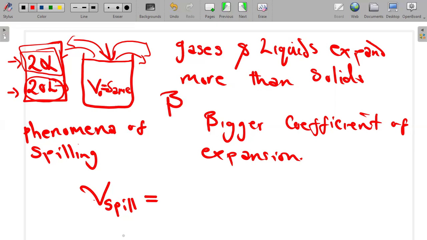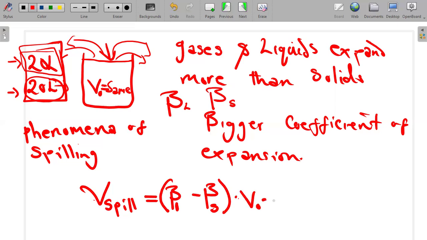So if we want to find the volume of spill, or the volume of the liquid that has spilled out of the solid tank, we're going to say volume of spill will be equal to the difference in the coefficients of expansion between the liquid and the solid. So this will be equal to the coefficient of volume expansion of the liquid, which is the bigger one, minus the coefficient of volume expansion of the solid, which will be the smaller one in this case, multiplied by the initial volume, which was the same in this case, V0, multiplied by the change in temperature.